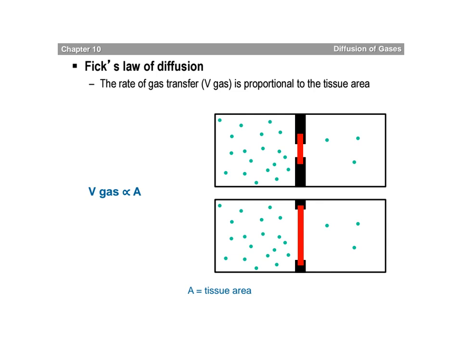According to Fick's law of diffusion, the rate of gas transfer, V gas, is also proportional to the tissue area or the membrane area. So for example, here I've drawn the tissue in red. I've doubled the length. So let's imagine we've increased the area by a factor of 2. Now we would expect V gas to be twice as big. So the rate of gas transfer, the amount of gas that transfers from one side of this box to the other, would now be doubled.